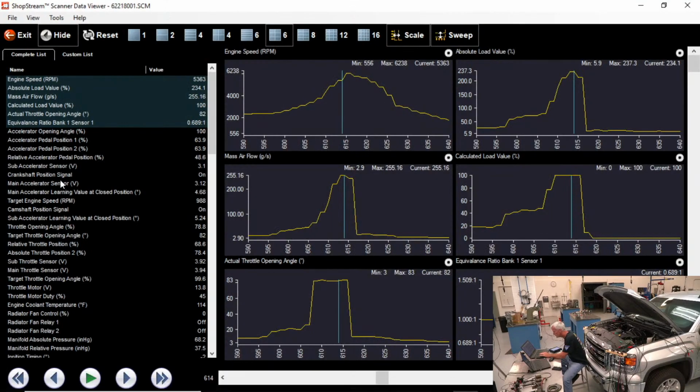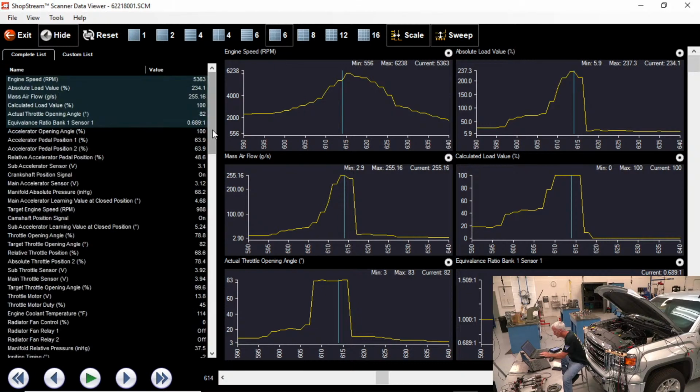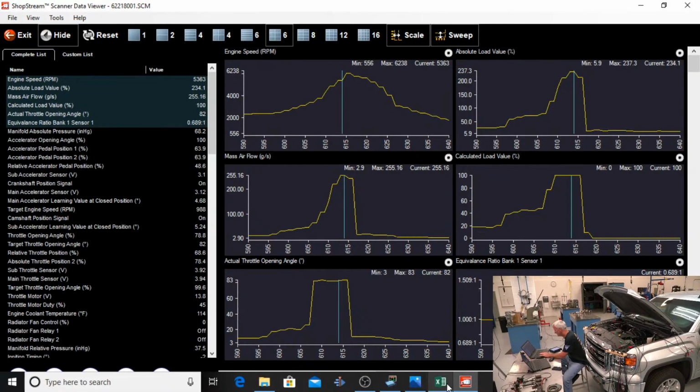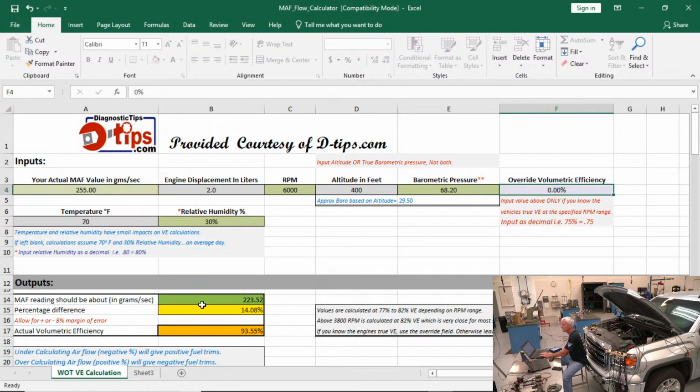There is a PID. If we look at the manifold absolute pressure right here, where are you at? There you are. Move it up to the top. It's actually 68.2. Now some of the calculators, this one actually uses inches of mercury, but if you have one that measures in kPa, you'd have to use a calculator to convert that over. Now look at what it did to my VE. Now it says I'm 93.55% volumetrically efficient.